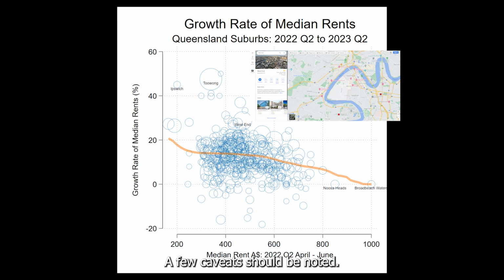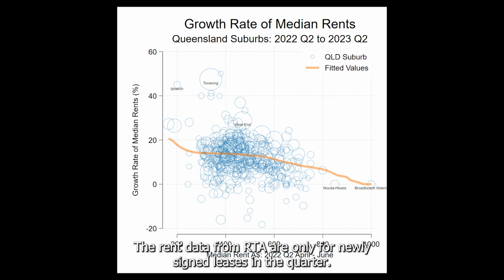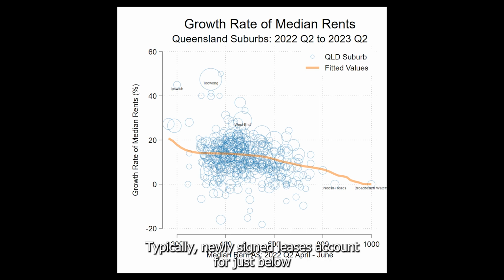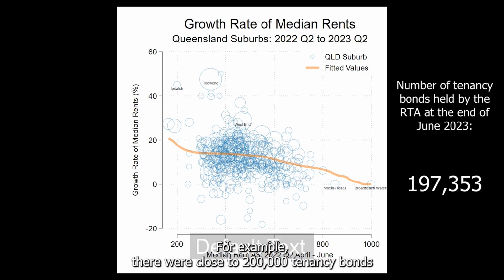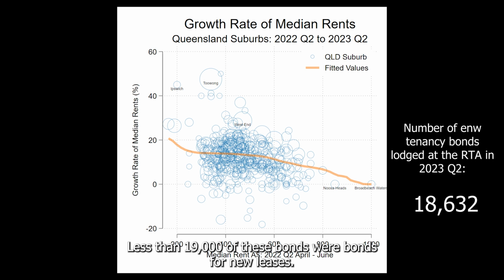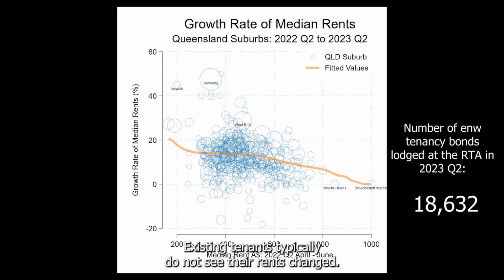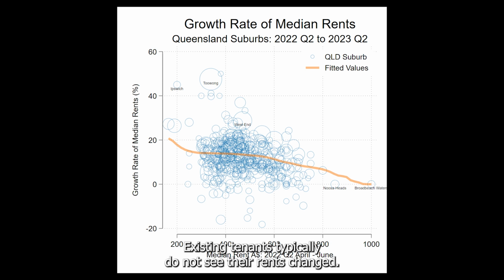A few caveats should be noted. The rent data from RTA are only for newly signed leases in the quarter. Typically, newly signed leases account for just below 10% of all leases with bonds logged with RTA. For example, there were close to 200,000 tenancy bonds held by the RTA at the end of the June quarter in 2023. Less than 19,000 of these bonds were bonds from new leases. Existing tenants typically do not see their rents changed.